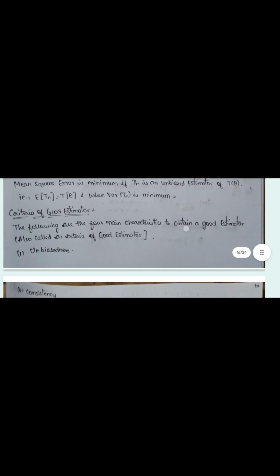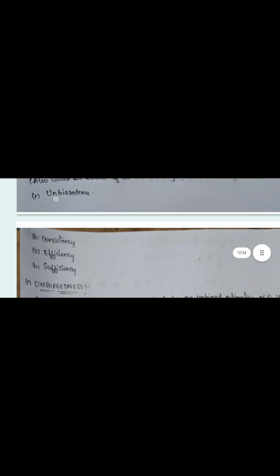Let's move on to the very important concept called criteria of a good estimator. The following are the four main characteristics to obtain a good estimator, also called criteria of a good estimator. What are the criteria of a good estimator? That is unbiasedness, consistency, efficiency and sufficiency.